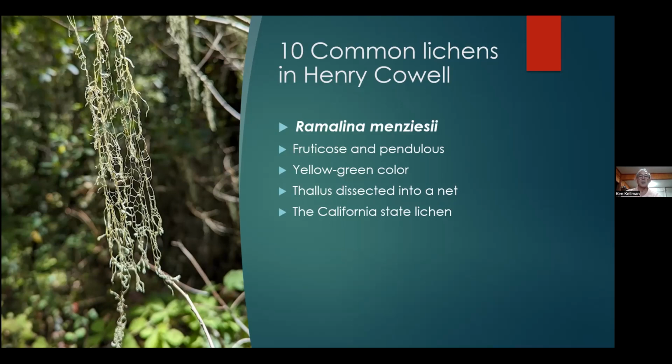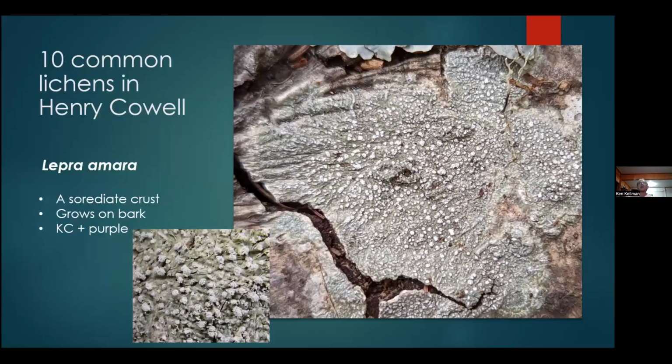Now, here's one. It's the only crust that we're going to be able to identify in the field. It's cerediate crust. It grows on bark, and you can see the little ceridia in the inset photo on the left.